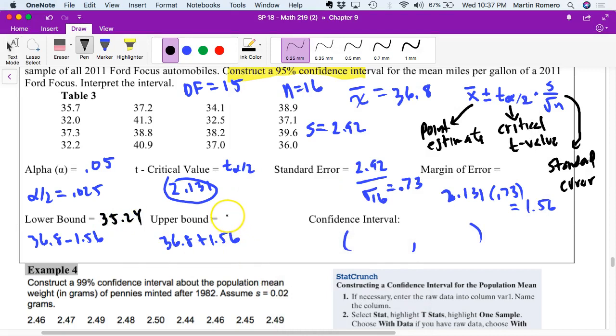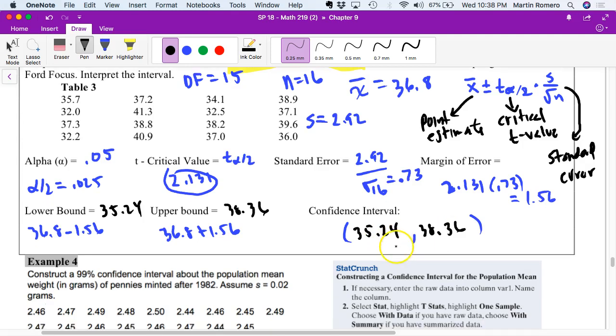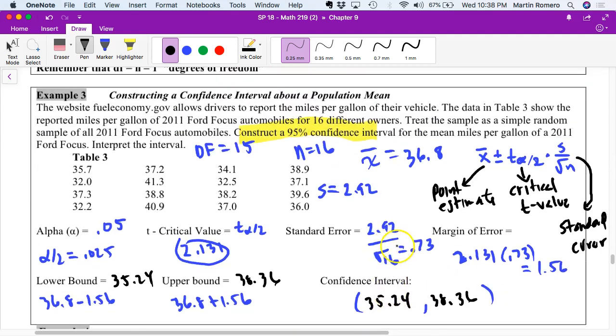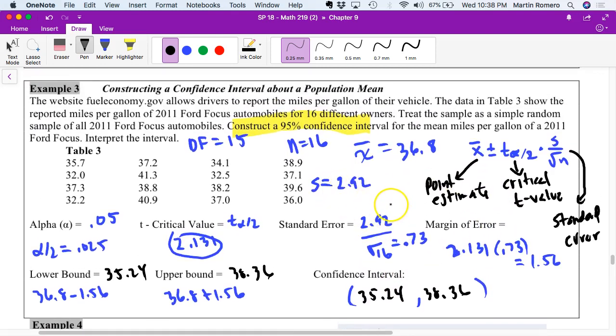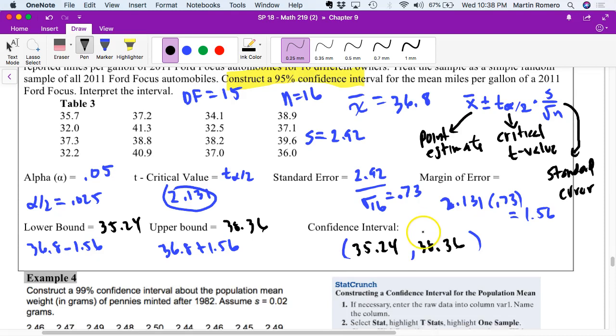And then the upper bound should then be 38.36. So our confidence interval, we estimate, and we're 95% confident that if you had a Ford Focus, the miles per gallon you would get for that car would be between 35.24 and 38.36. So there's our confidence interval for a sample for a population mean, and there's our estimate.